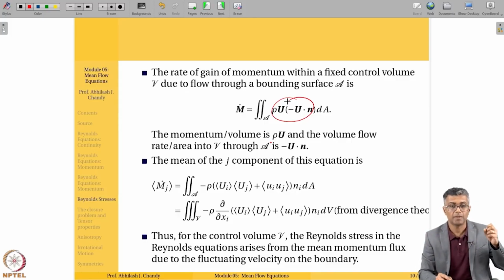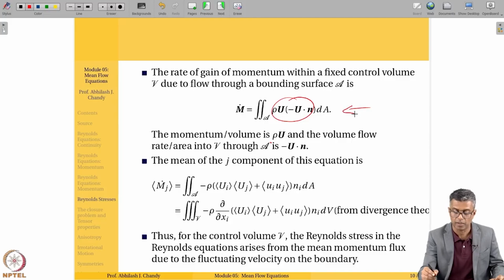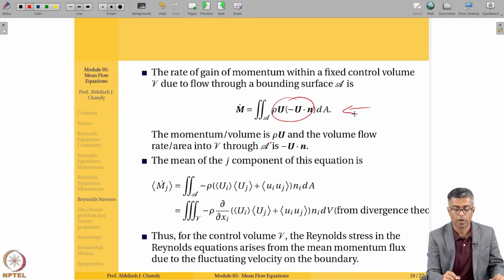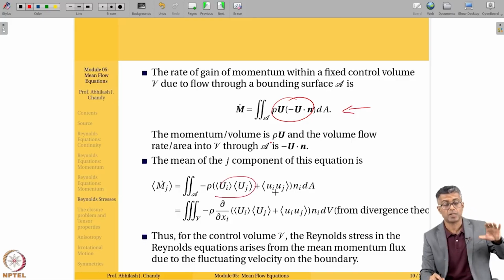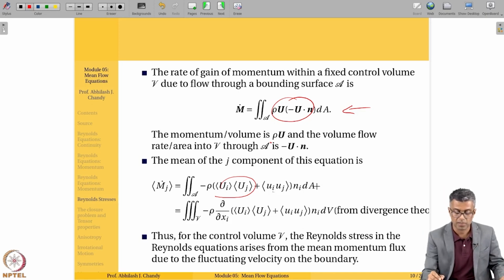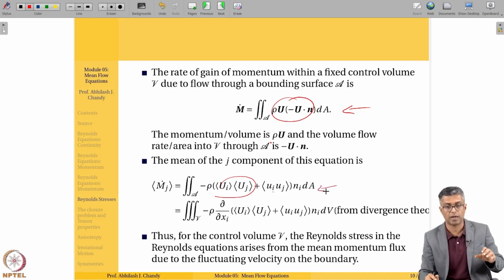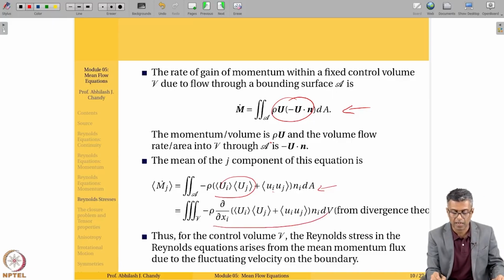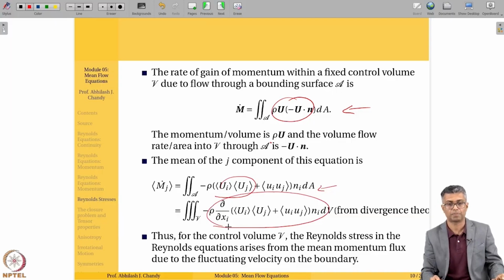So if I take the mean of this equation and take only the j component, what I end up having is ui uj mean plus these Reynolds stresses, in the same way as I had derived earlier. Now I wrote this as an area integral. I can write it as a volume integral by using the divergence theorem. So then I end up having del xi of ui uj and ui uj ni dV. This is exactly what you saw in the Reynolds equations.